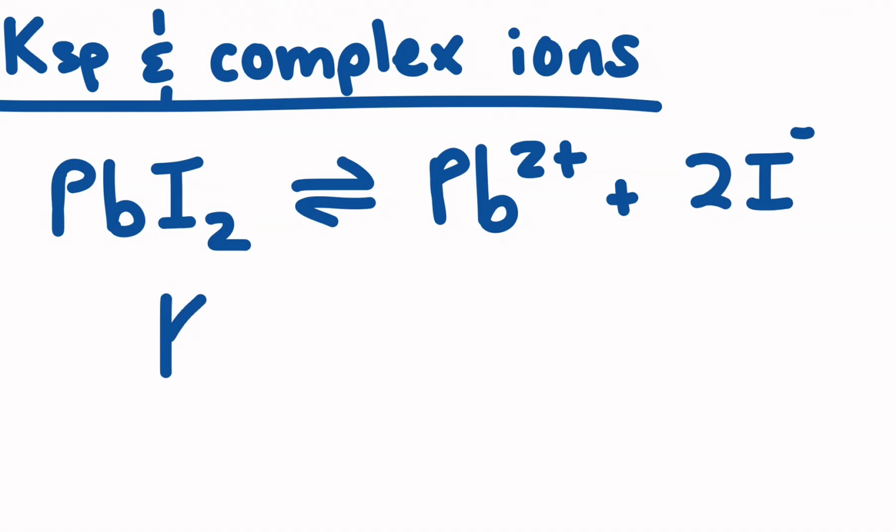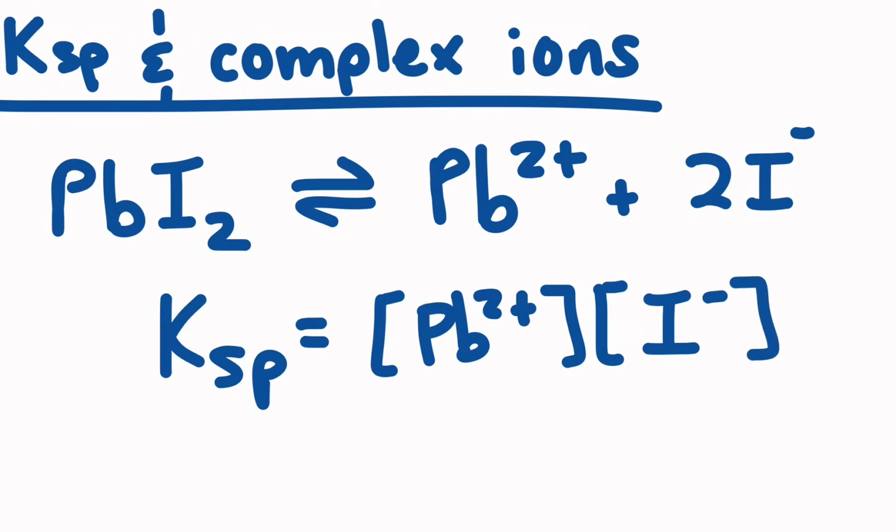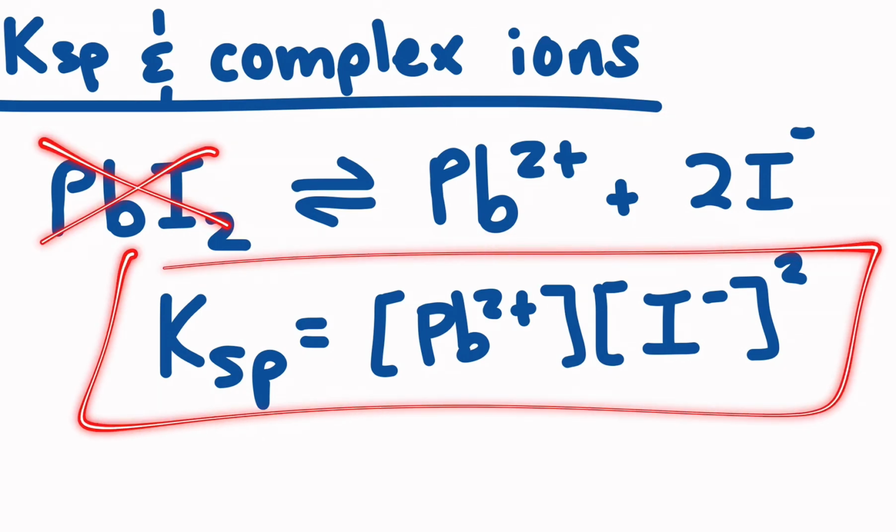We can write an equilibrium expression for this. Same rules as what we use for other equilibria. Products, Pb2+ and I-, each raised to their coefficient, so I- squared. You only include things that are aqueous. You don't include that solid lead iodide. So that's your entire expression.